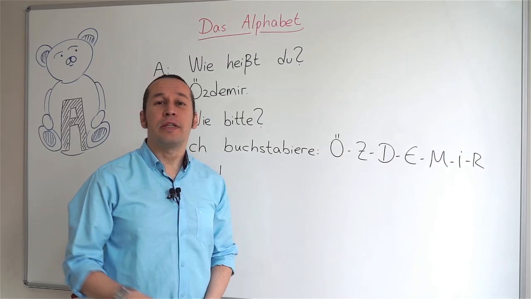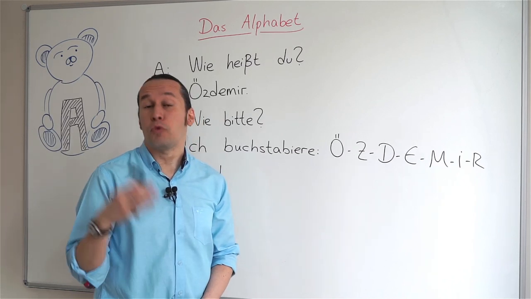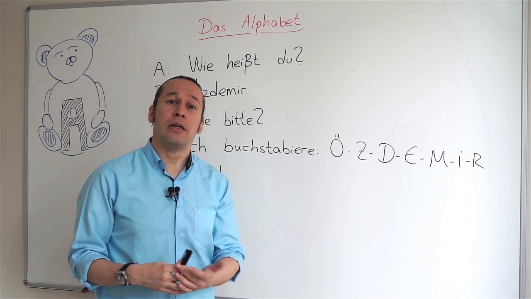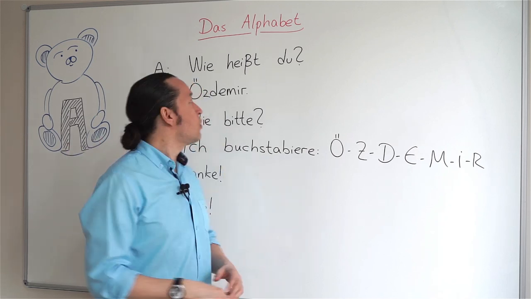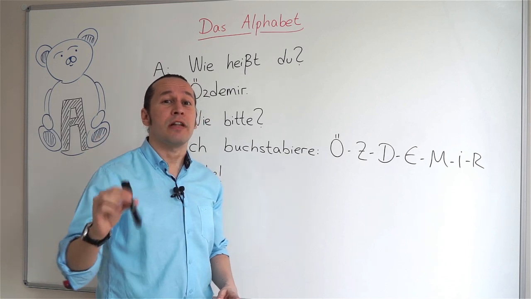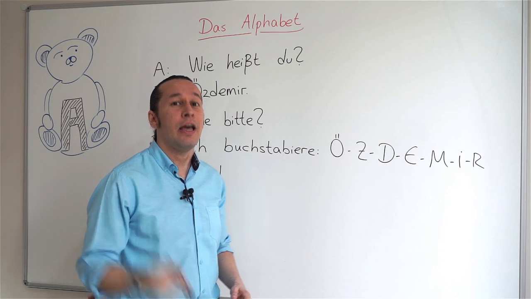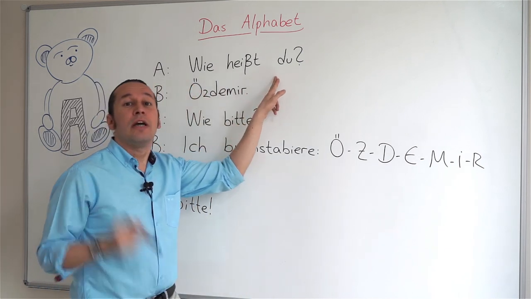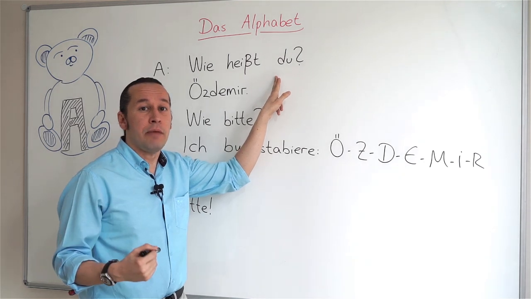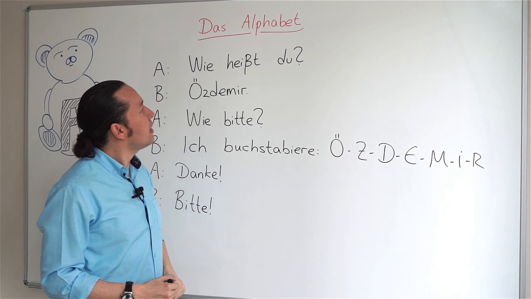Now let's continue with a small dialogue. In this dialogue, there are structures, some words, some questions, which will be in our later videos. So please concentrate only on the alphabet, on the letters, okay? So let's get started. If you say, wie heißt du, that stands for, what's your name? So, wie heißt du, what is your name?